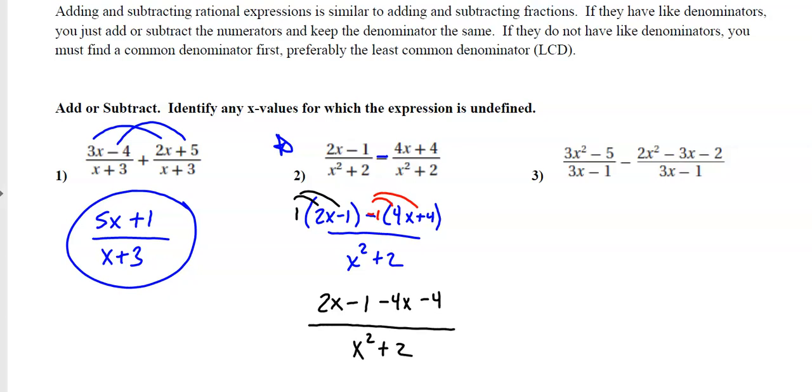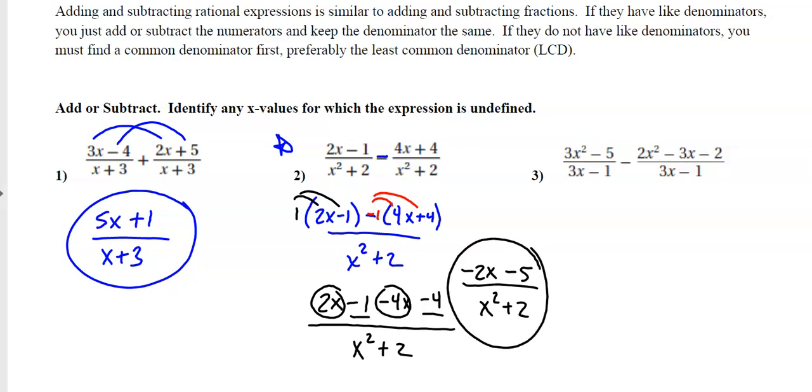And now we got to combine like terms. So we're going to end up with 2x and negative 4x, that's going to be a negative 2x. A negative 1 and a negative 4 is a minus 5, all over x squared plus 2. Now, if I could have factored x squared plus 2, I would want to factor that out. Or if I could factor the top, but I don't really see any opportunities there. So I believe the correct answer is just sitting right there.